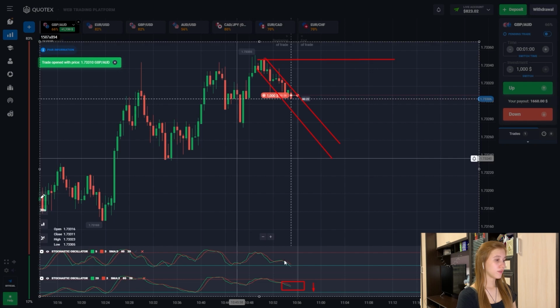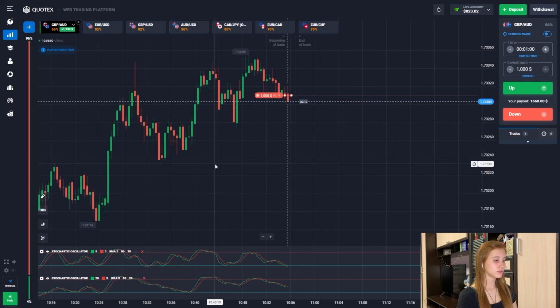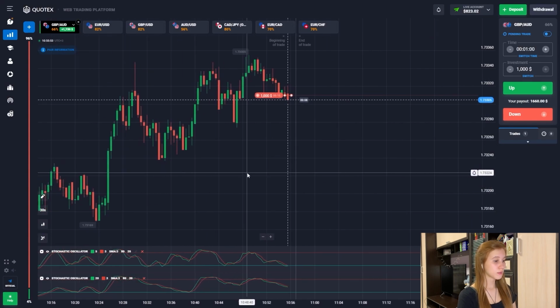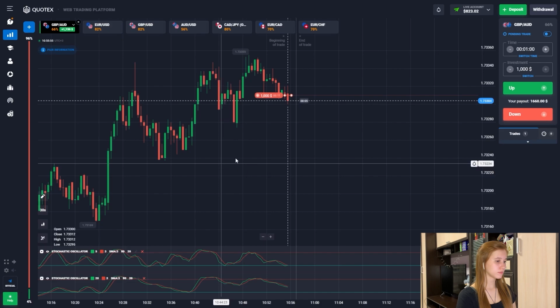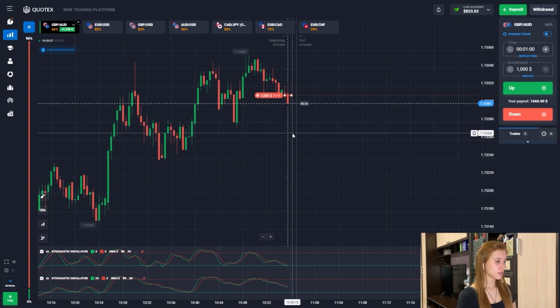We waited for the appearance of a red candle and only then we entered into the deal. There is never a need to rush. And here we have another positive deal. Let's change the pair.